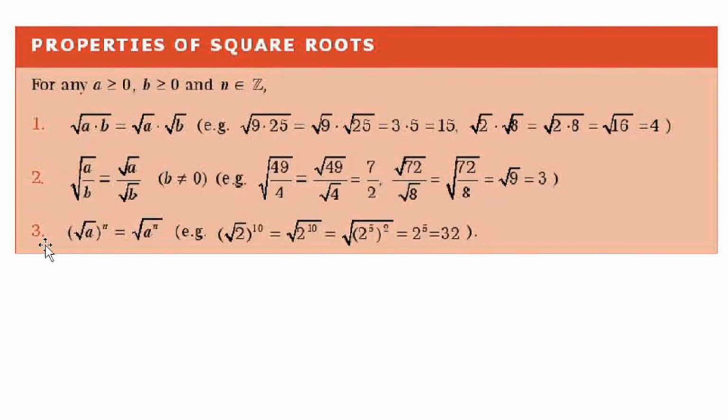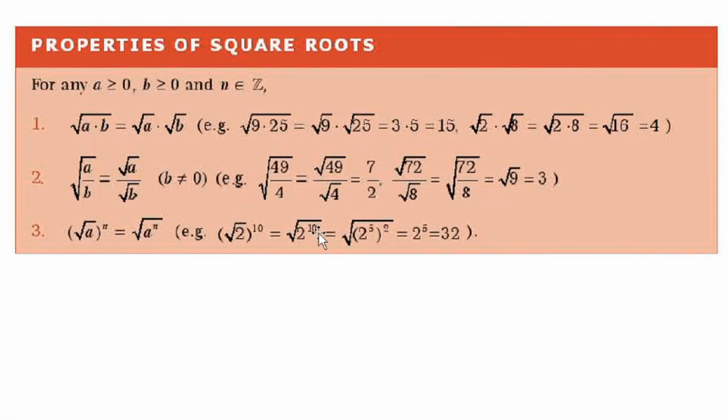And property number 3: we have the quantity of the square root of a to the power of n, or we can put n inside the radical sign. So that is now the square root of a raised to n. These two expressions are just the same. For example, the quantity of the square root of 2 to the power of 10 can be written as the square root of 2 raised to 10.